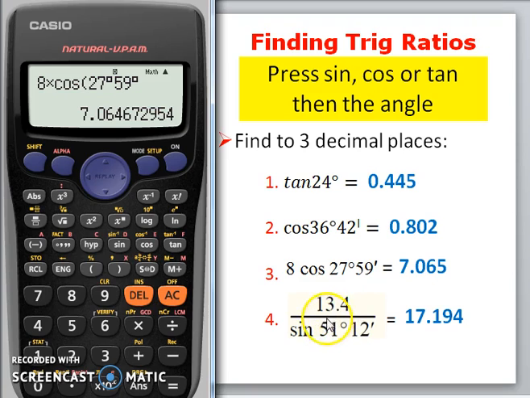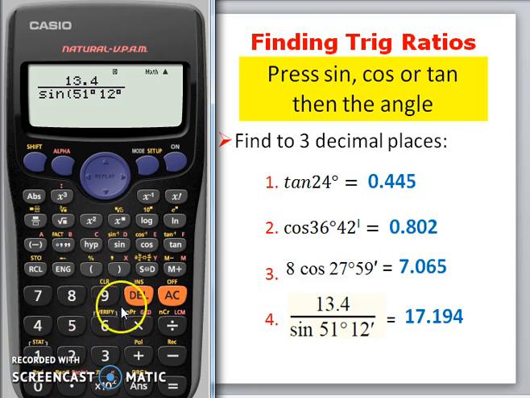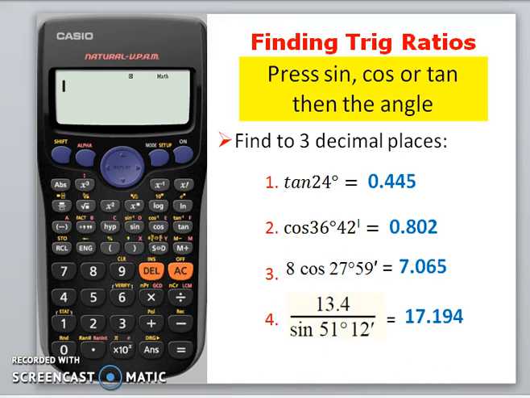This one here, you can do it 2 ways. You can put the top number in and go divided by the bottom, or you can just use your fraction button and put in the 13.4 on the top, arrow down, sine 51 degrees, 12 minutes. You can always close the brackets to make it look neater. Press equals. You can see that cuts off nicely there to the 3 decimal places. Can you please pause the clip and write down those notes?